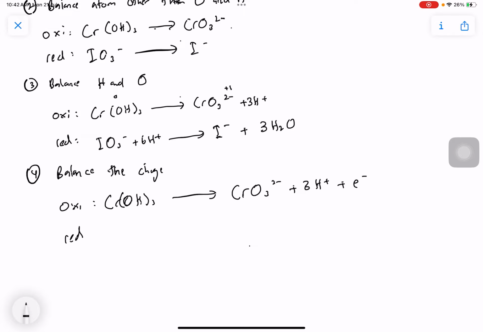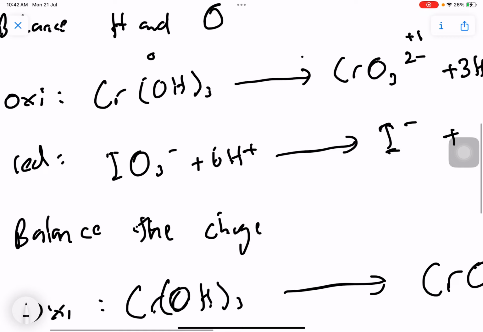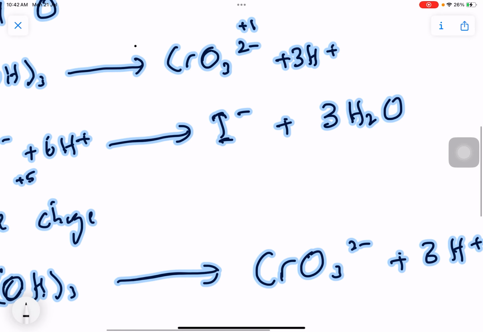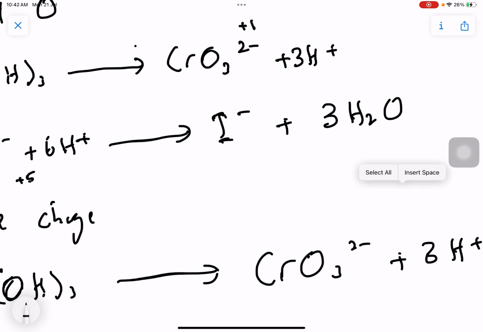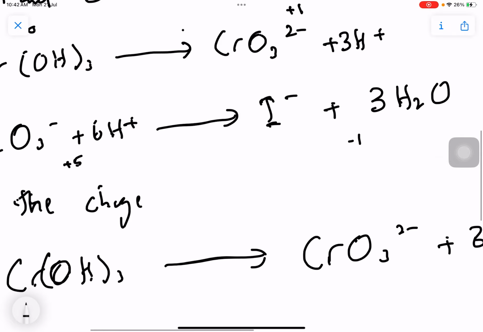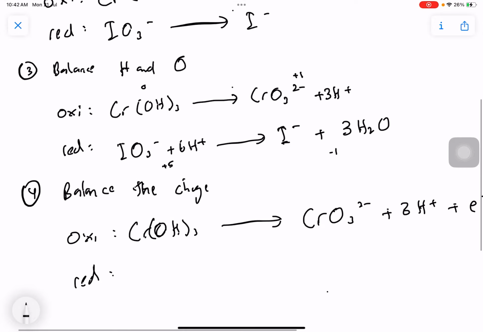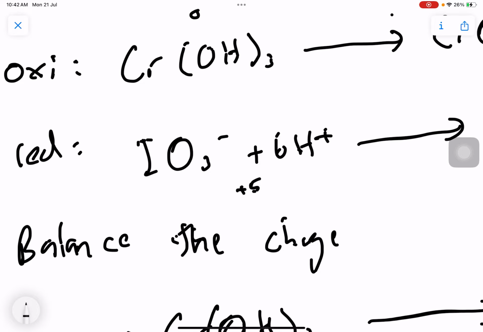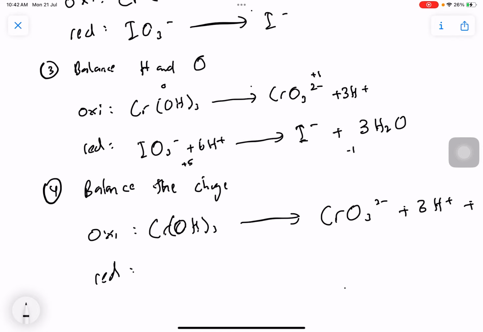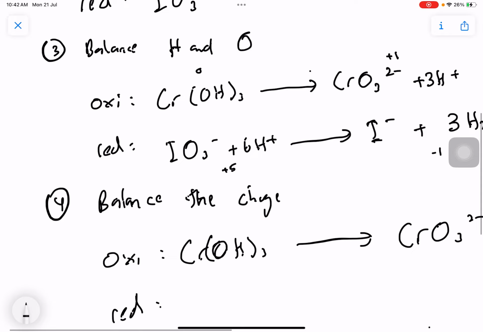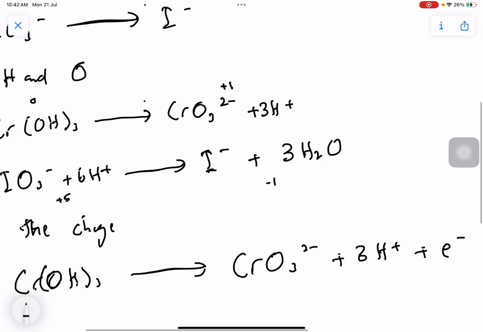At reduction, you need to count how much charge is at the reactant: 6+ and -1 means it has +5 at the reactant. At the product we have -1, because only I negative, -1. So -1 and positive 5. How to balance the charge? You must add 6 electrons at the reactant, because you want to balance the charge at the reactant to -1 and the product is -1.